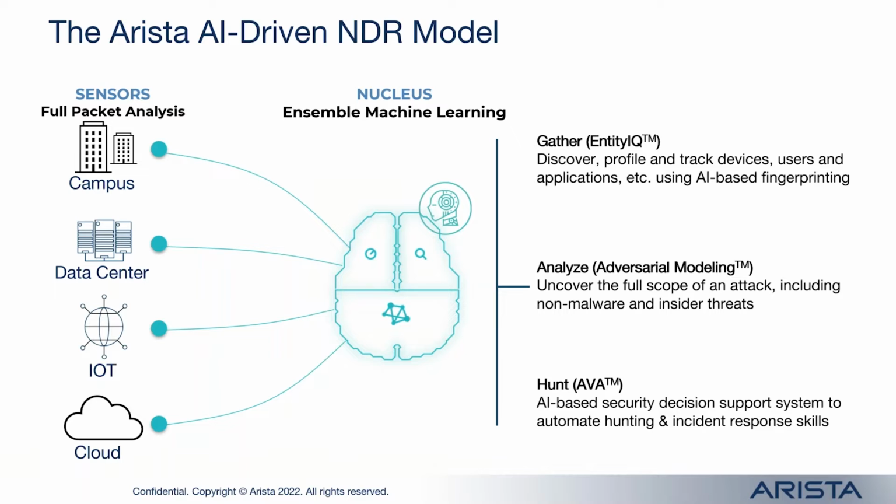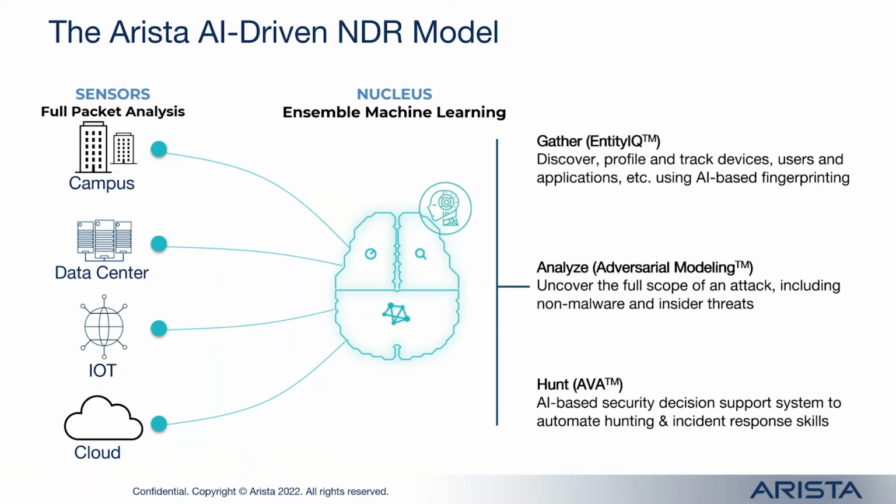The sensors collect the data. They can store it from a full packet capture perspective, but they extract about 3 to 5% of that data and they send it over to the nucleus. And the nucleus does the 3 things that you see on the right-hand side of the slide. Firstly, gather an understanding of what's on the network, right? This goes back to that first problem we talked about. What's on the network? What's it doing? How is it behaving, etc. And we use a variety of AI-based fingerprinting technologies here to allow us to track devices as they move along.